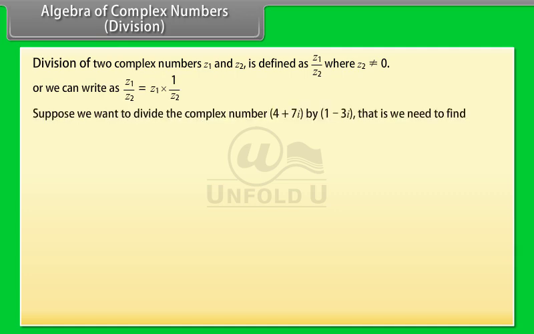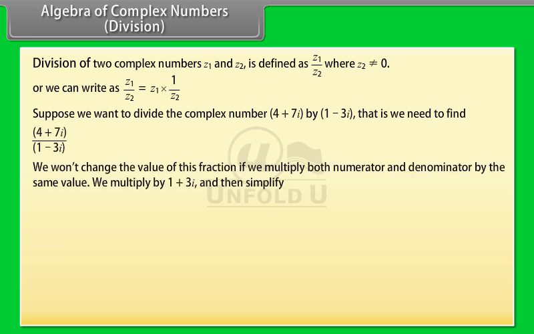Suppose we want to divide the complex number 4 plus 7 iota by 1 minus 3 iota. That is, we need to find the value. We won't change the value of this fraction if we multiply both numerator and denominator by the same value. We multiply by the conjugate of the denominator, which is 1 plus 3 iota, and then simplify.